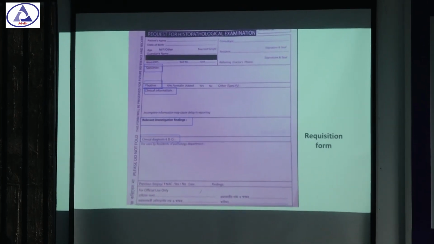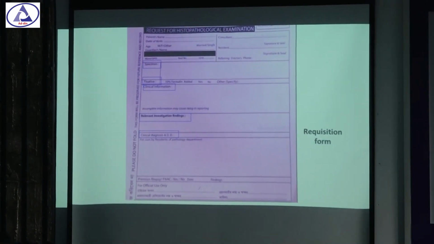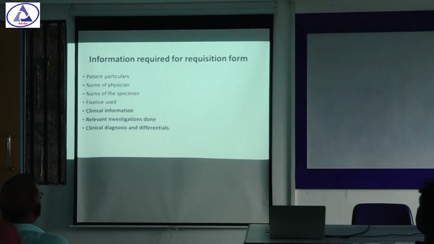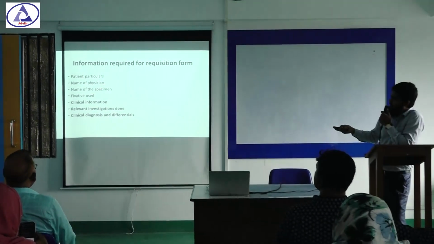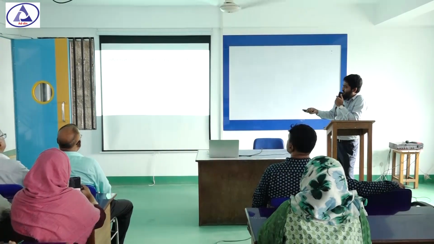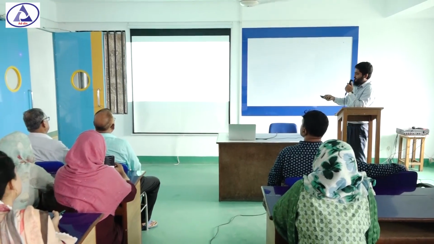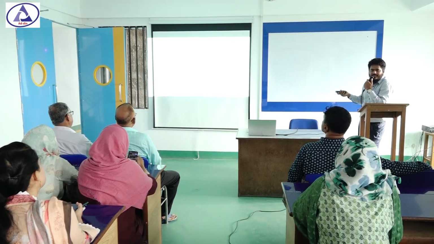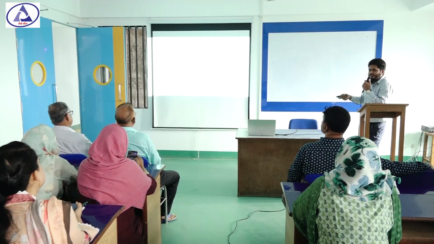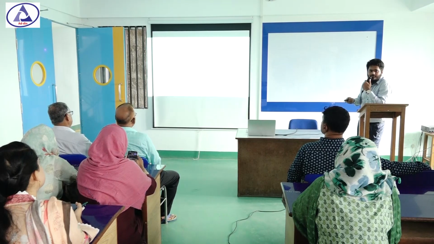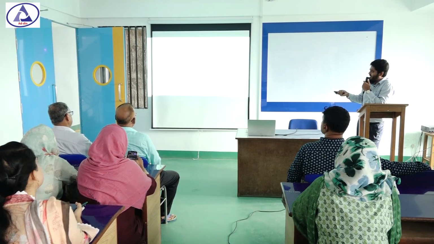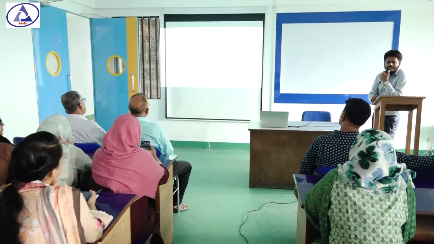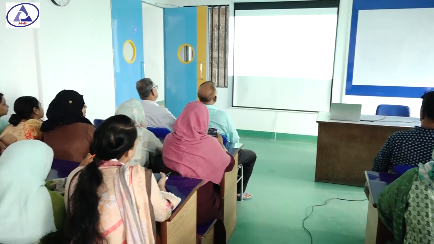So when you have put it in a container, you need to send the sample with a requisition paper. So what information do we need in the requisition paper? Apart from the patient particulars, name of the physician, name of the specimen, and fixative used, the most important information we need is clinical information. For how long the patient has had the disease, where the disease is. If it is a skin lesion, you need to describe the skin morphology. And then relevant investigations such as whether the patient had any CT scan or MRI or any X-rays done or any biochemical test that is needed.